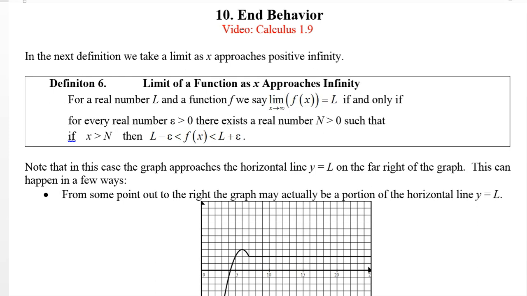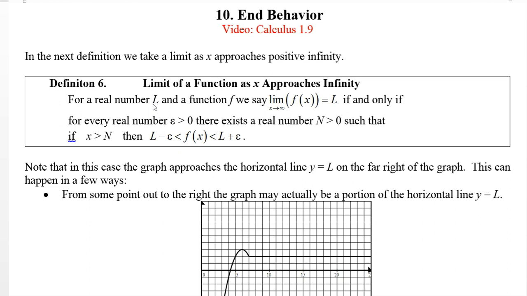We're going to look a little bit more at end behavior of functions. And what that means is another way of saying limits as x approaches positive infinity or negative infinity. So how will we formally write a definition of a limit as x approaches infinity? Well, we'd write it this way.